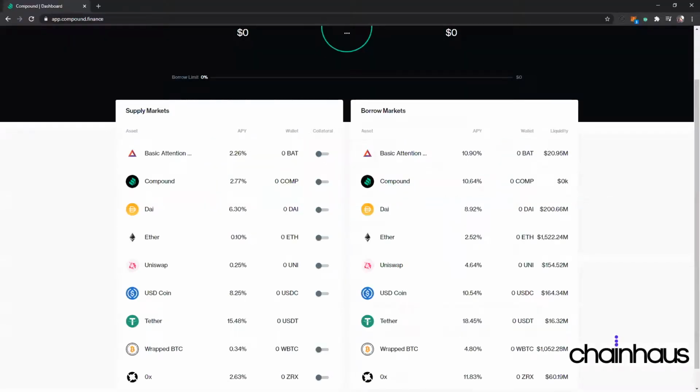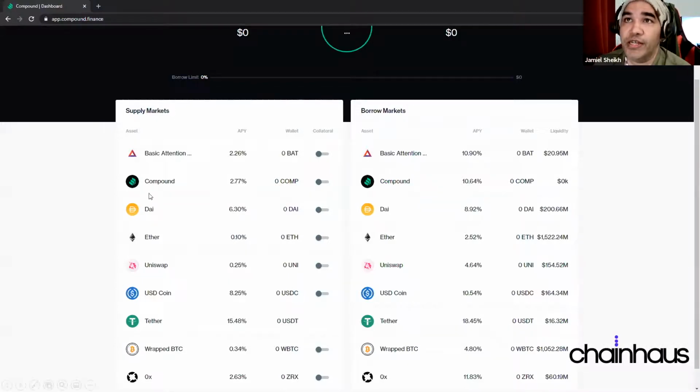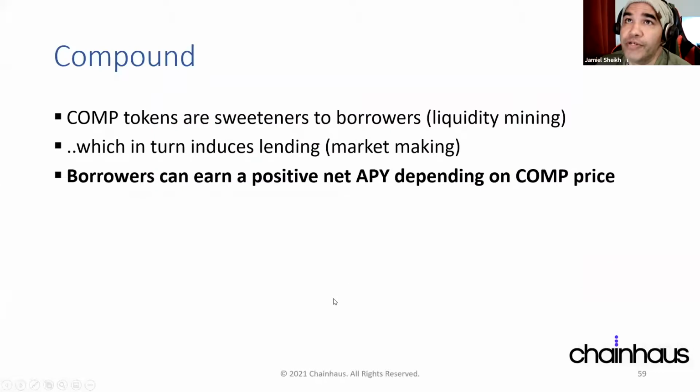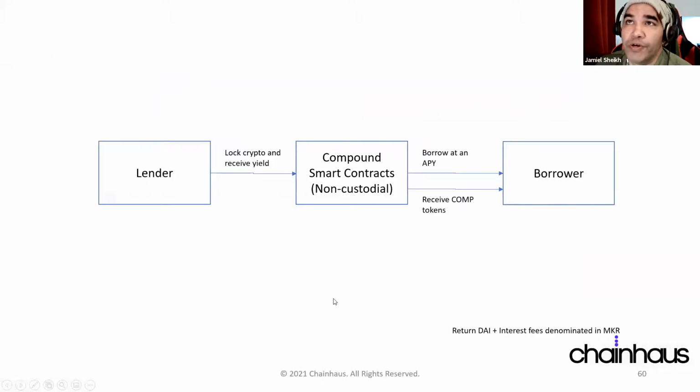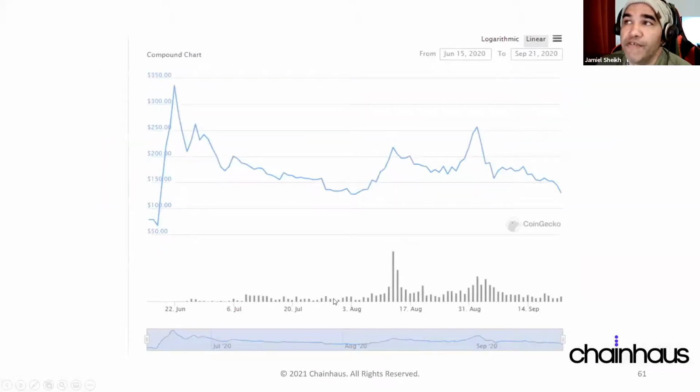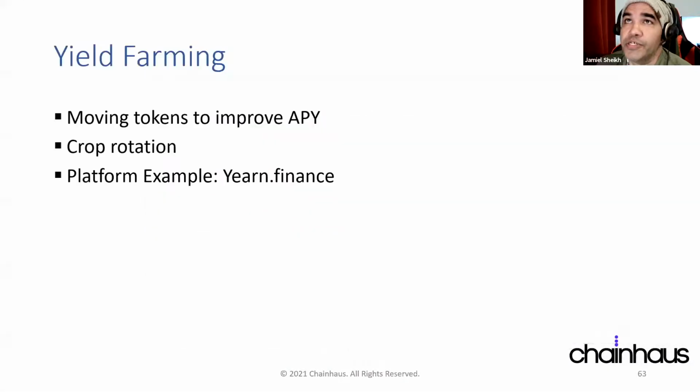So here's a screenshot of Compound. You can see the supply markets on the left. If I deposit DAI, let's say I buy 10,000 DAI for $1 each, I can deposit and I earn a pretty nice yield, 6.3%. And if I borrow DAI, I have to pay 8.92%, right? So you have a full money market system operating here. Money markets have emerged, and I'm not going to cover how Compound works. That's also in the DeFi trading class when we get to it, how to use it.